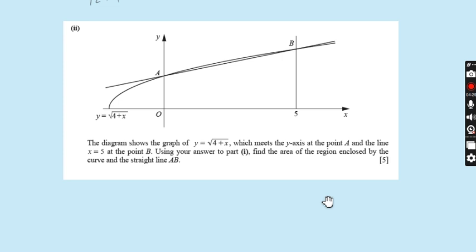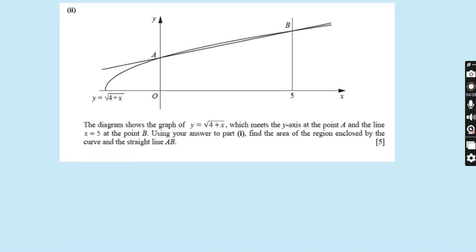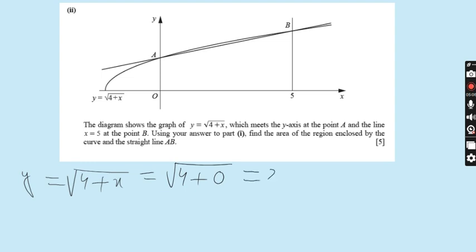Students, we have to find the area between the curve and the straight line. We have two methods to find the area, but in both methods one step is common, that is to find the coordinates of point A and point B. Given the equation of the curve is y equals root of 4 plus x. Point A lies on the y-axis, therefore x is 0. So 4 plus x means 4 plus 0, root 4 is 2. Hence the coordinates of A are x is 0, y is 2.